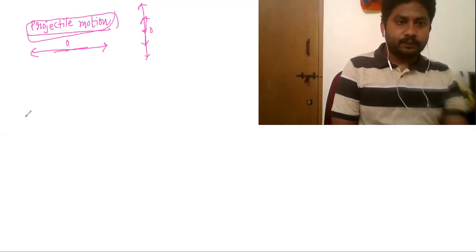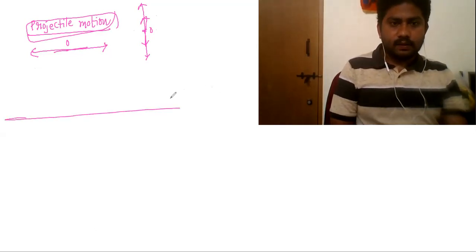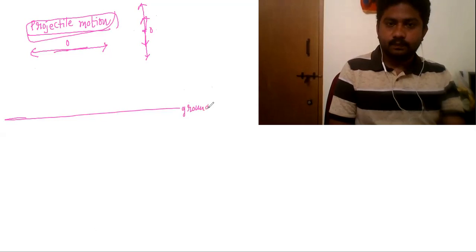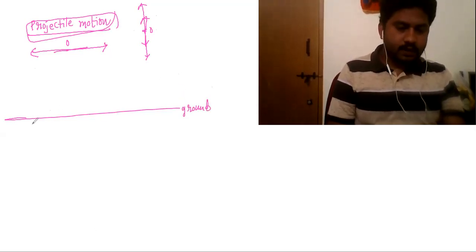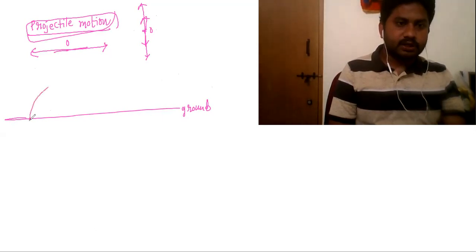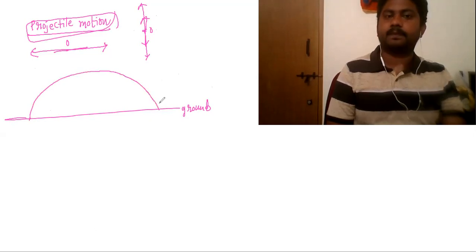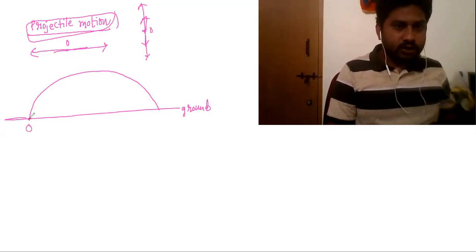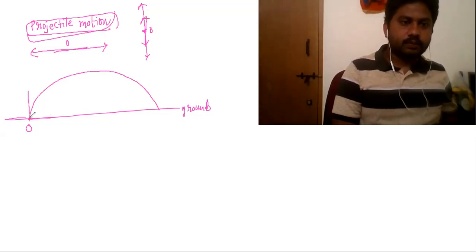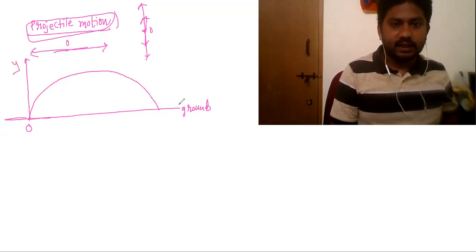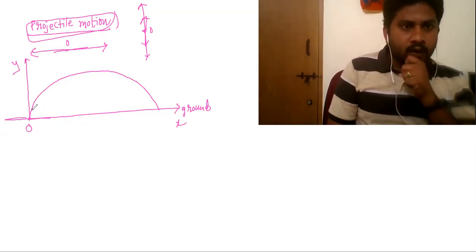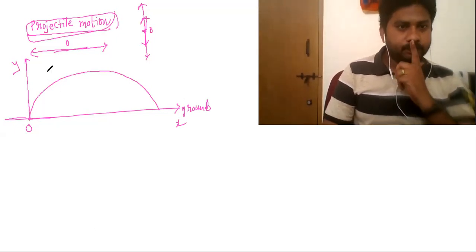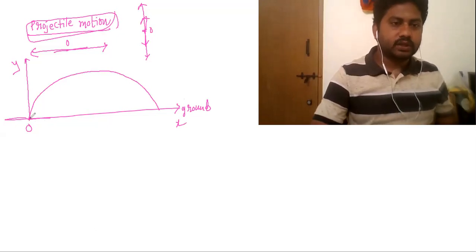Let's see. This is the ground. From the ground, a body is projected in this way. Carefully see. This is called the origin. From the origin, you have your positive x-axis and your positive y-axis. What is the angle at which we throw the body? You can see this is the angle at which I throw the body, theta.